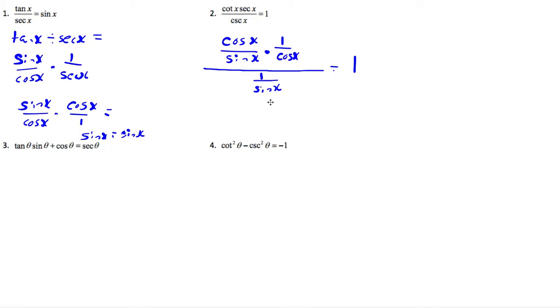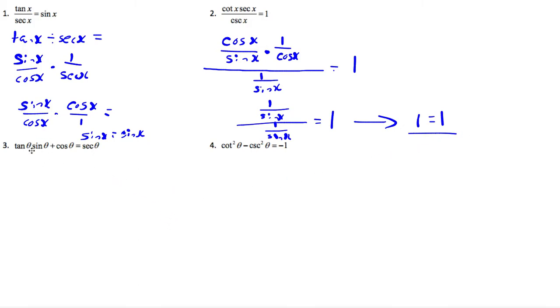Cosine of x cancel, so I get 1 over sine of x divided by 1 over sine of x is equal to 1. And so here you can see, you can work this down and multiply, but really as soon as we see we're dividing something by itself, in this case 1 over sine of x, we know that's just 1. So we get 1 is equal to 1.